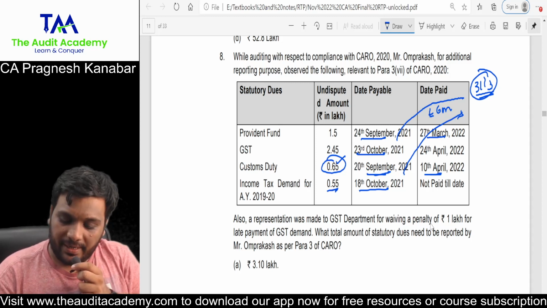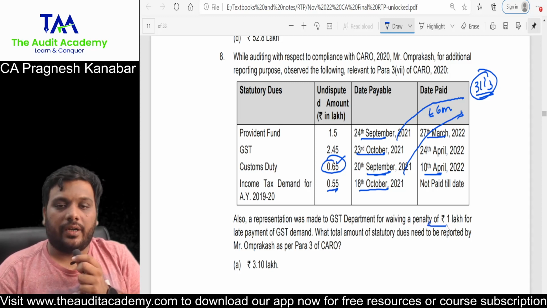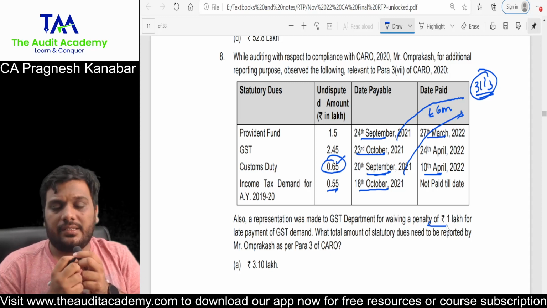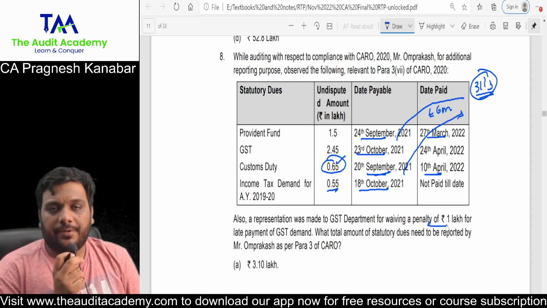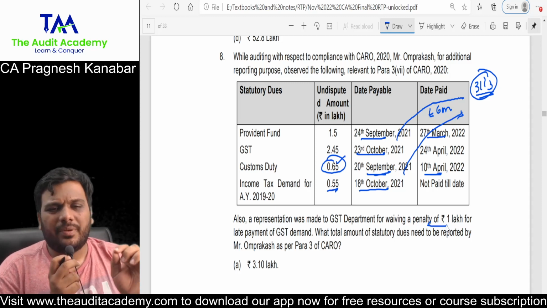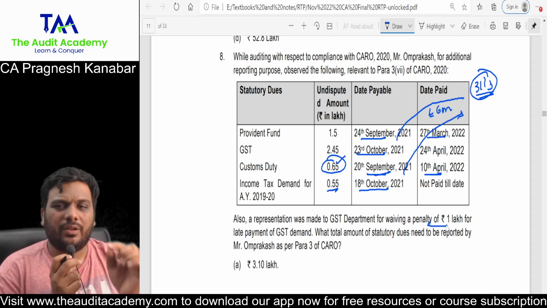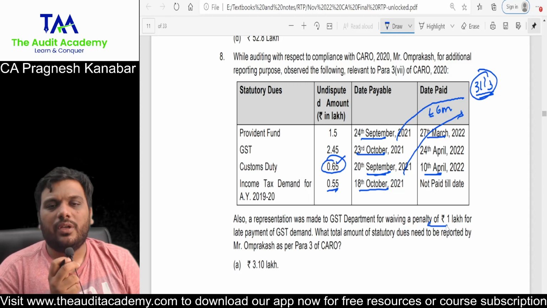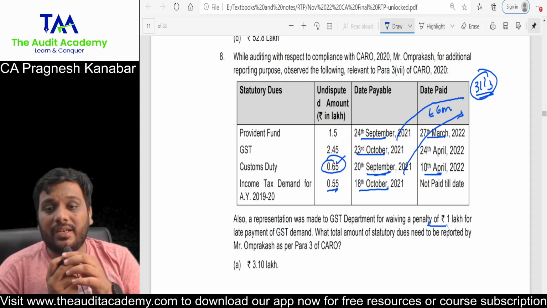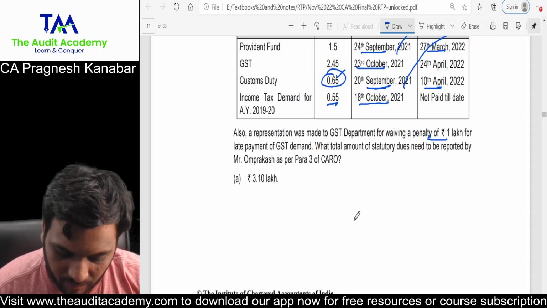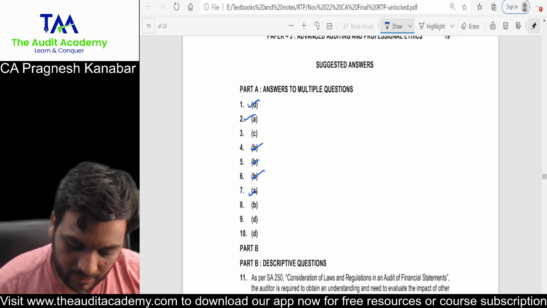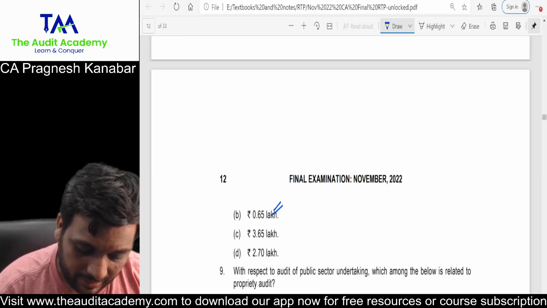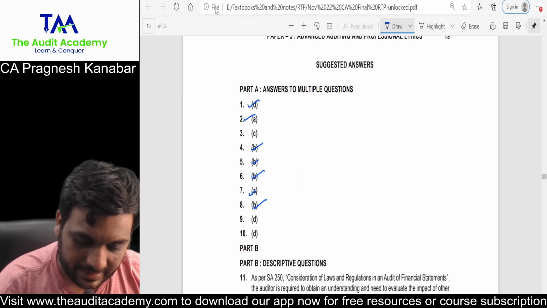If you see, there is a penalty of rupees 1 lakh given by the GST department, but there is a representation that has been made over there. Just a mere representation does not amount to a legal dispute, and all that is 7B where you have to comment. But in 7A, the amount that needs to be reported in the dues is going to be 0.65 lakh. So that is why in the 8th MCQ you will see B as the answer.